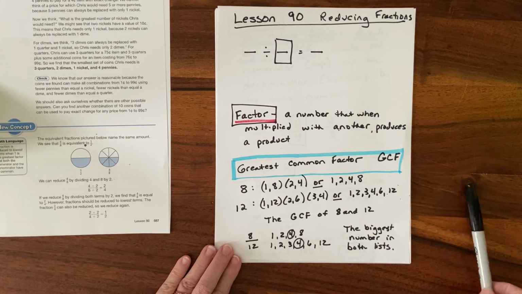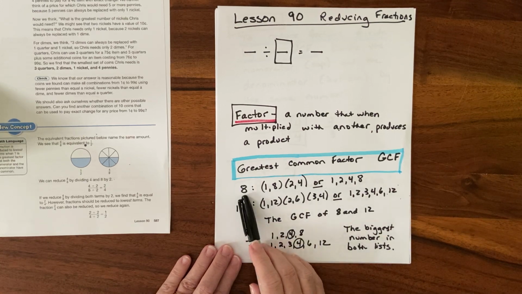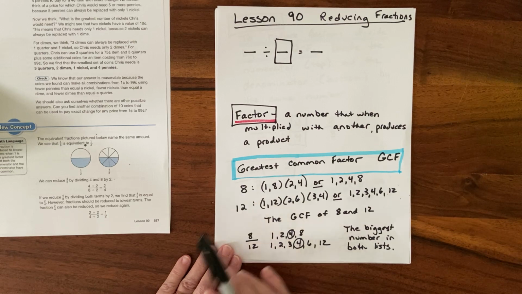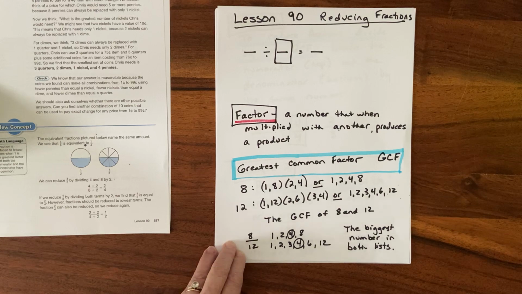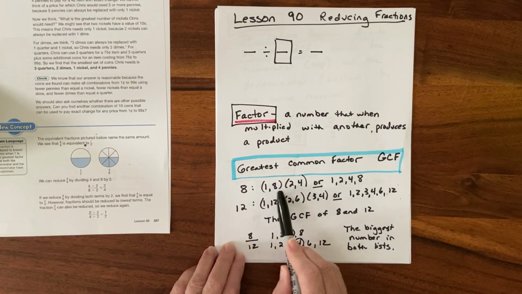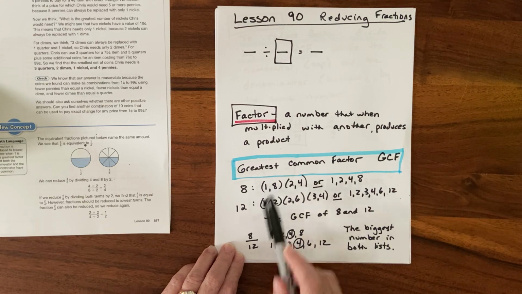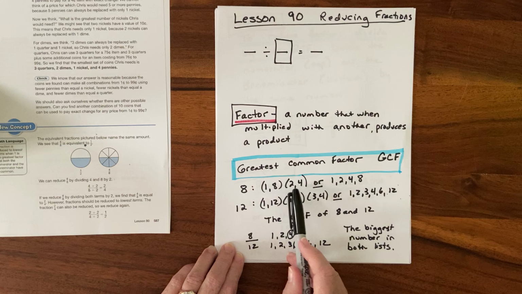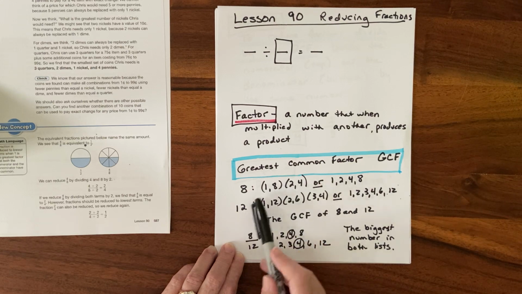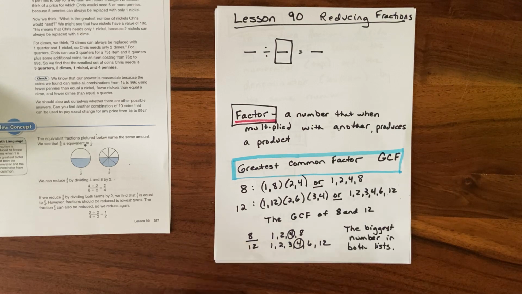Let's say I have 8 and 12. I have two numbers, and I want to find the factors of 8. So what two numbers when I multiply will equal 8? 1 times 8, right? So that's a factor of 8, and that's a factor of 8. 2 and 4. 2 times 4 is 8, right? So those are factors. I can write them in pairs, or I can write them as a list. Either way, whatever way works best for you.